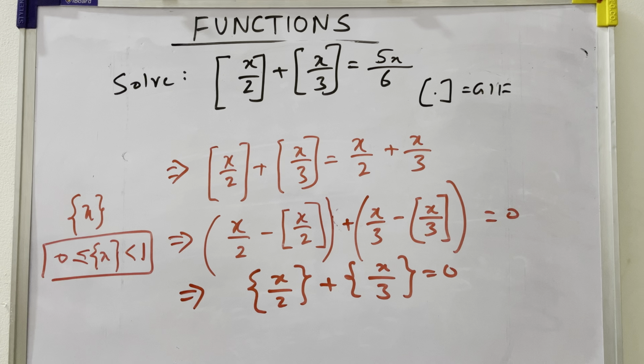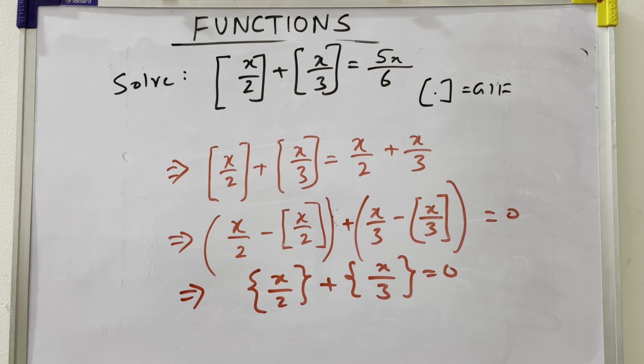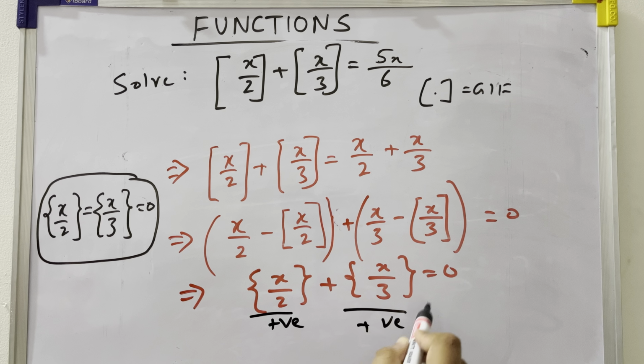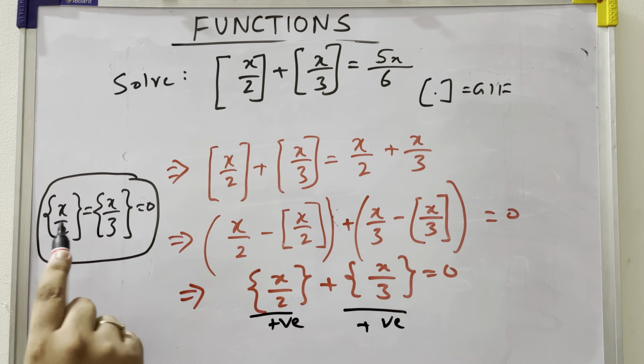No students. The sum of two positive numbers is equal to 0, which means what students? This has to be 0 and this has to be 0. Then only the sum of two positive numbers will be 0. Am I right or not? So basically I am writing it over here: the fractional part of x/2 and the fractional part of x/3 should both be equal to 0, students. Because this is positive, this is positive, positive plus positive giving you 0 is only possible when this is 0 and this is 0. So this part I think is clear to you.